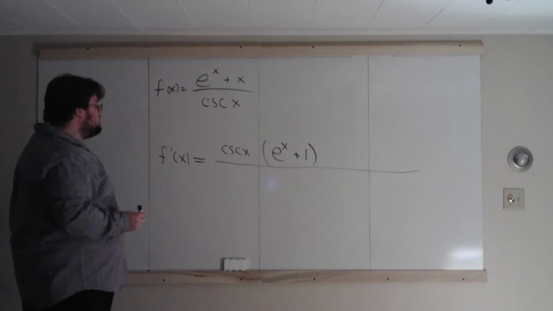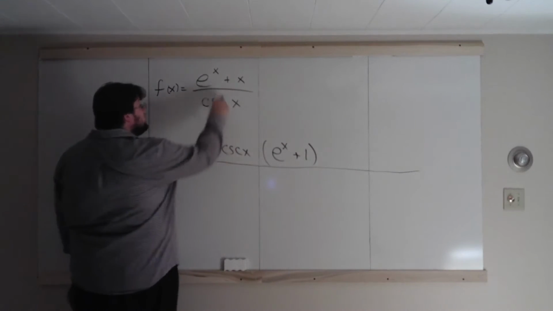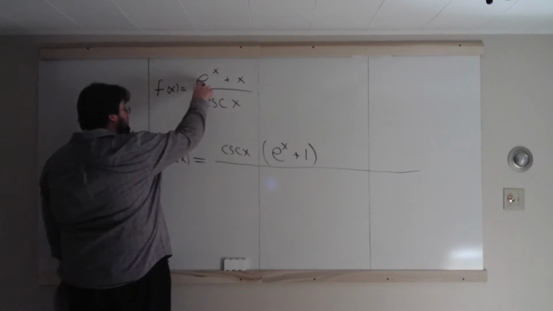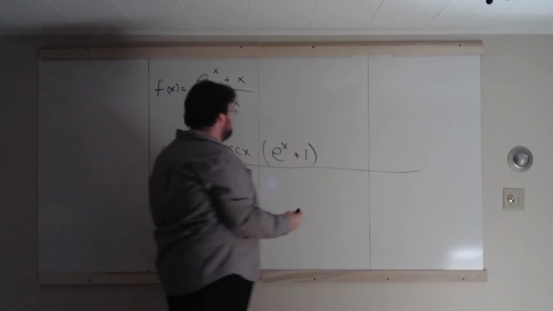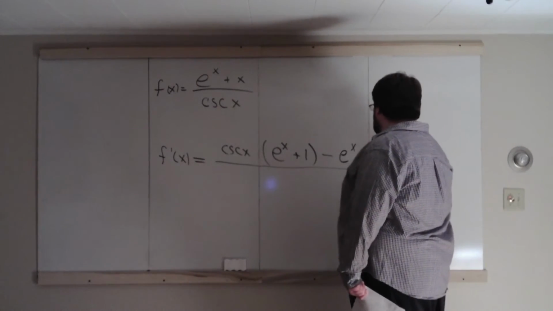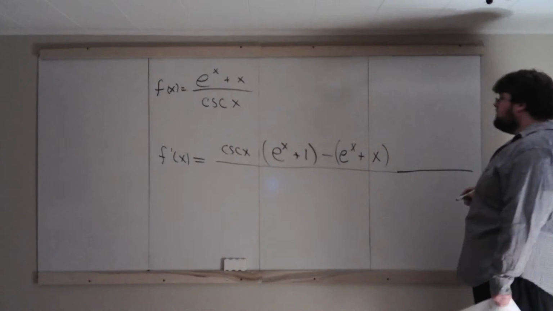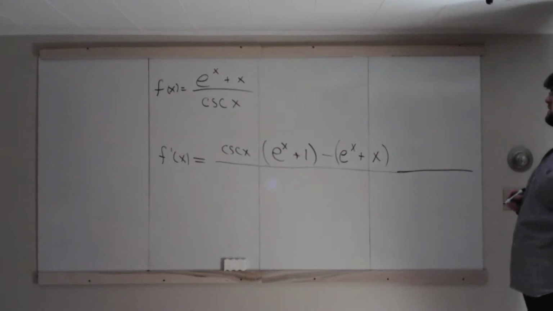So we have bottom, derivative of the top. Bottom, derivative of the top: itself plus 1. Minus top, derivative of the bottom. Derivative of the bottom.